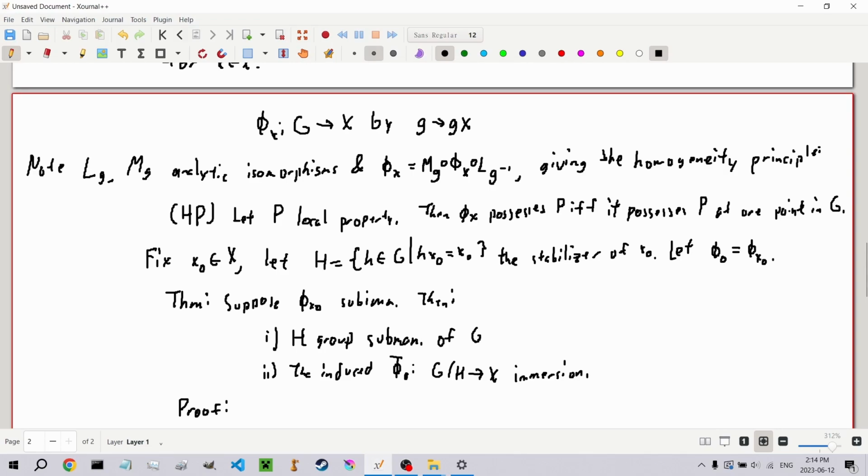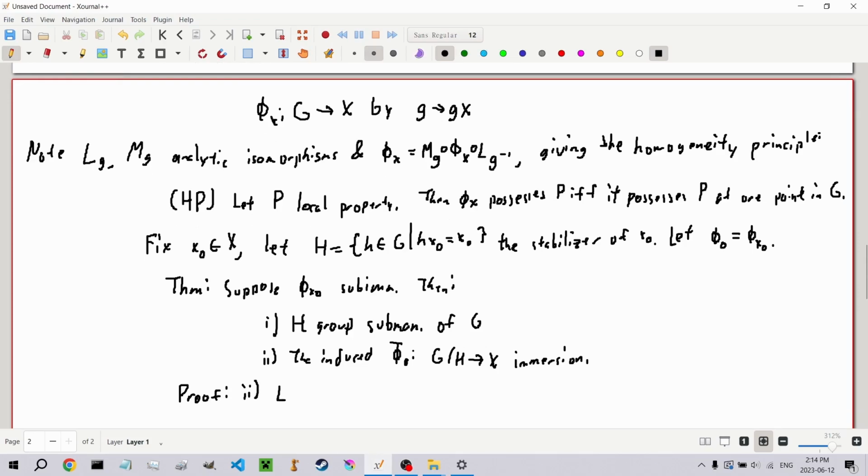Our proof for number 2, we're going to pick an element g in G. Then the kernel of T_g phi naught is T_g of gH. So T of pi of g on phi bar naught of 0 is injective. So phi bar naught is an immersion.